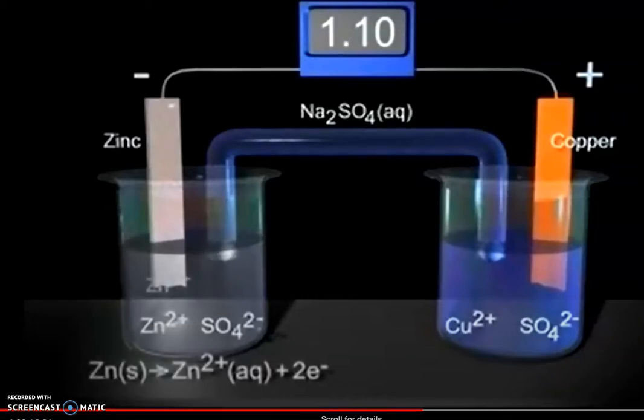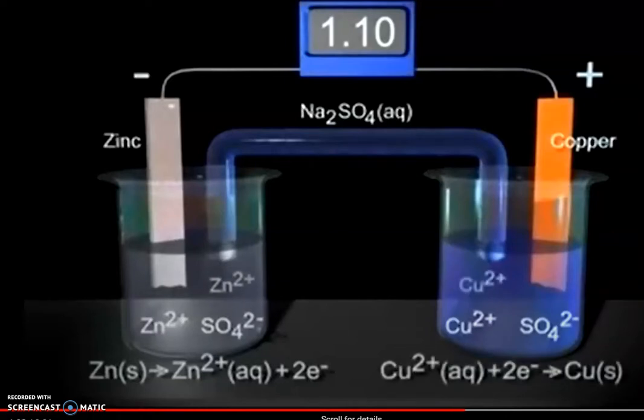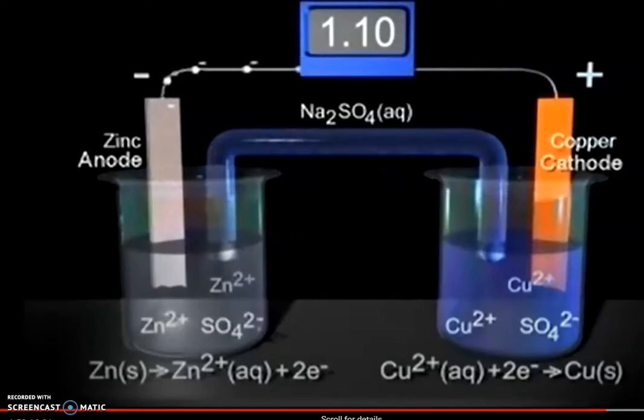As the cell reaction proceeds, zinc atoms of the zinc electrode lose electrons and move into the solution as zinc ions. At the same time, copper 2+ ions acquire electrons at the copper electrode and form copper metal. The reaction in the left-hand compartment is oxidation of zinc. The electrode at which oxidation occurs is called the anode. The reaction in the right-hand compartment is reduction of copper. The electrode at which reduction occurs is called the cathode. Electrons flow from the anode to the cathode through the external circuit.